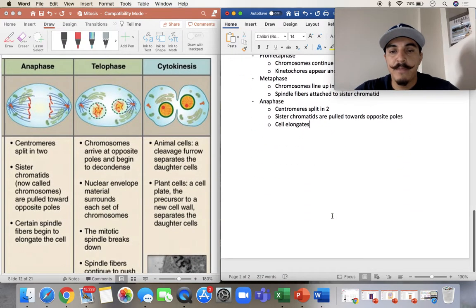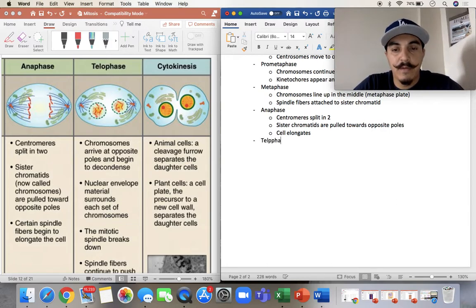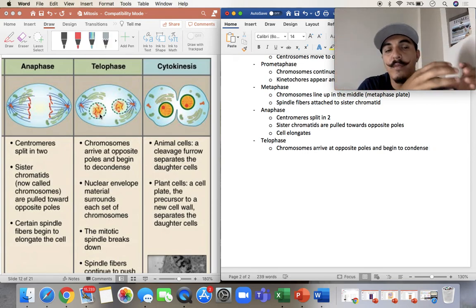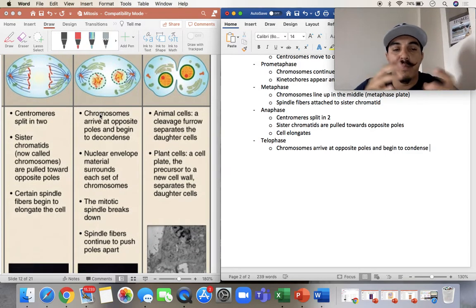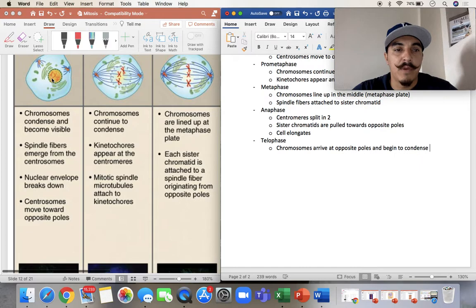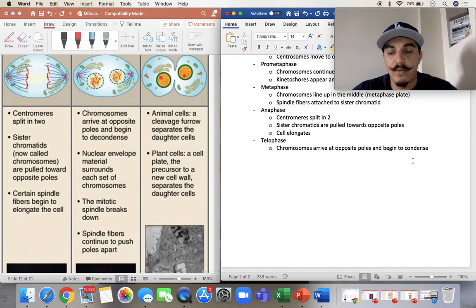Okay, and we're almost done. We have what's called telophase. In telophase, chromosomes arrive at opposite poles and begin to condense. Remember, we were in X's here, so now everything's bundling up. Each set is kind of on its own side. Now you have the envelope starting to build around those chromosomes. Spindle fibers break down, and everything gets ready again to go back to this image over here. They're trying to get back to square one, to its own functional cell. So the nuclear envelope begins to form as well.